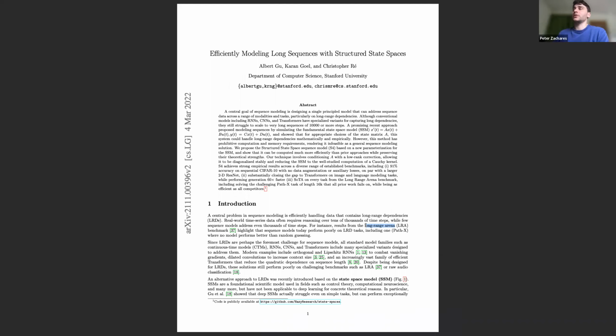That's why a lot of people in ML supposedly consider this to be a big step forward. It also has a lot of cool math, which comes from control theory, which we'll go over now. So that's a short introduction.